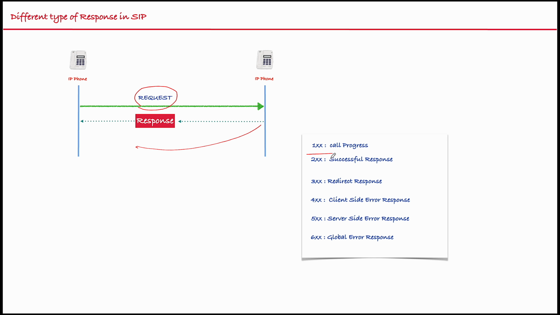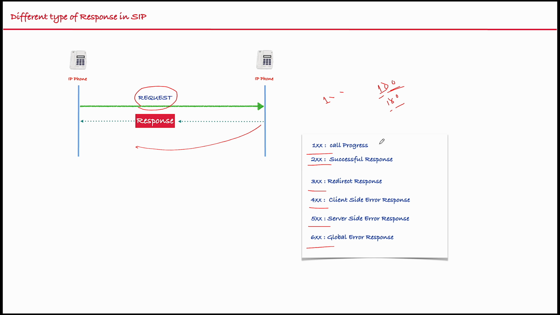These are 1xx response, 2xx response, 3xx response, 4xx response, 5xx response, and 6xx response. Here 1xx means the response starting with 1 followed by any digit. Let's say, for example, we have two responses called 100 Trying and 180 Ringing. These are two 1xx responses, starting with 1 followed by two digits, 00 and 80. Similarly, 2xx, 3xx, 4xx, 5xx and 6xx responses are defined.